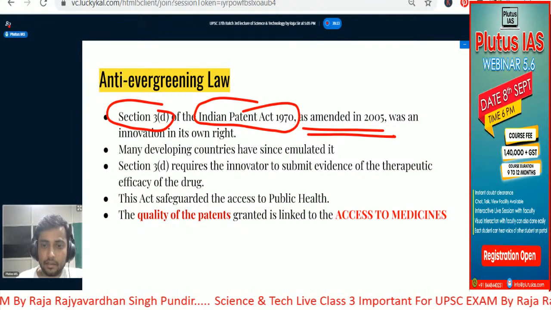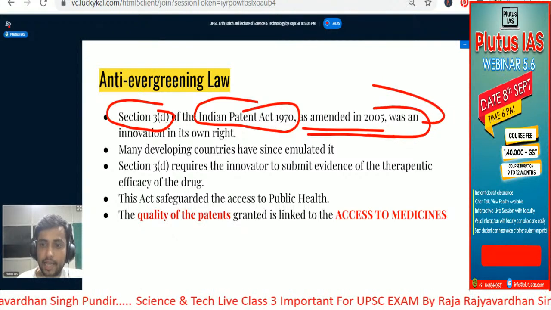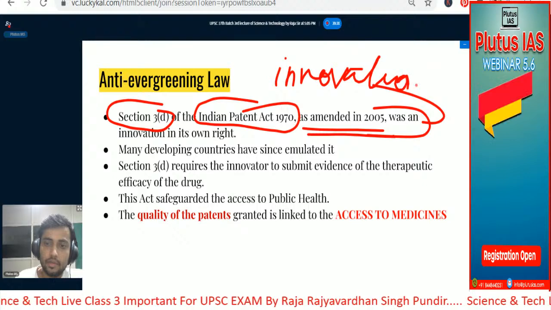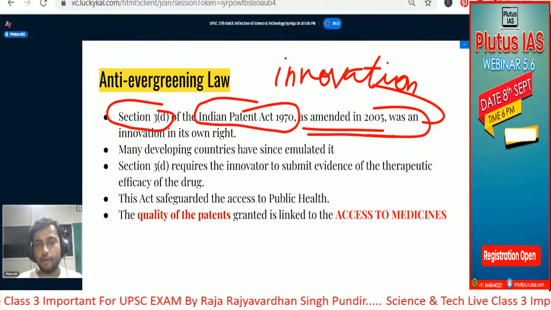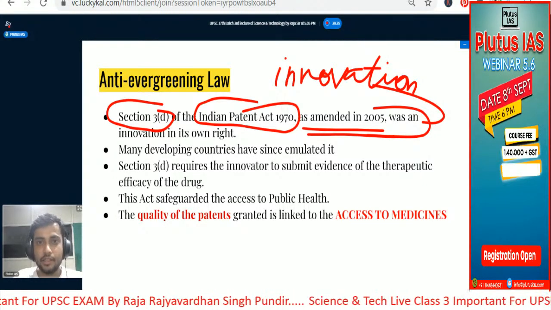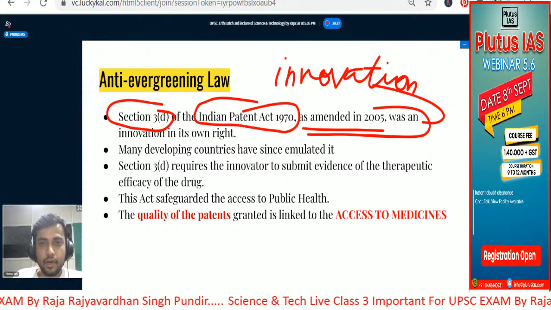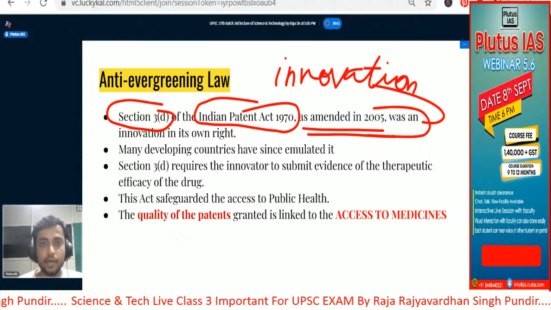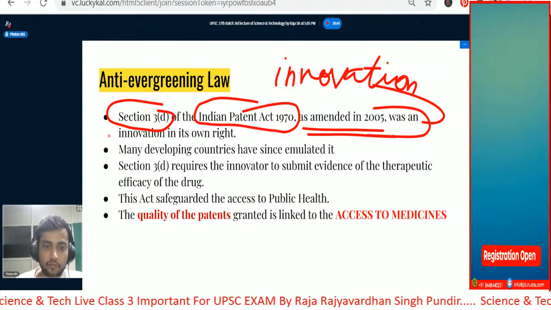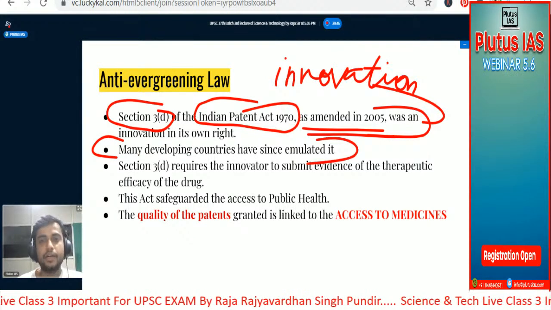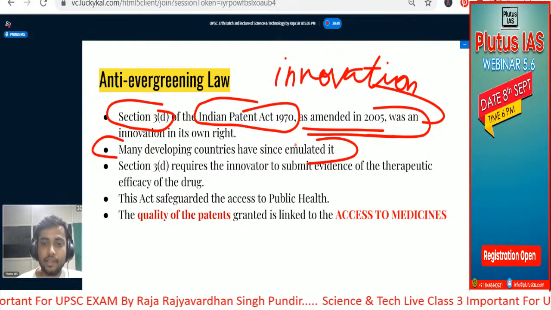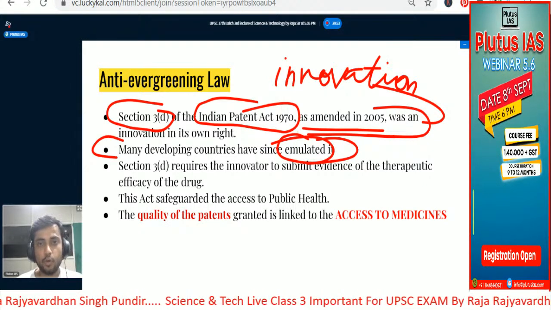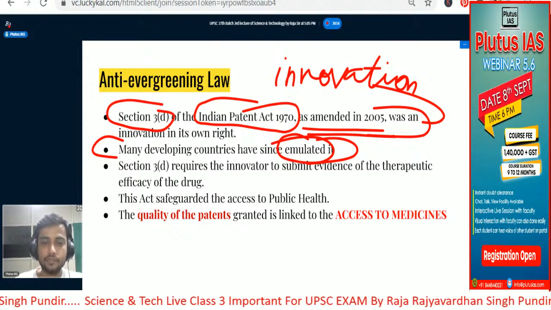this Section 3D of the Indian Patent Act is itself considered an innovation in the field of law. So developing countries treat this section as some kind of innovation in patent law. Okay, and we will see soon why they call it so. And after 2013, many developing countries have copied and emulated this law. They have incorporated this provision in their laws as well.